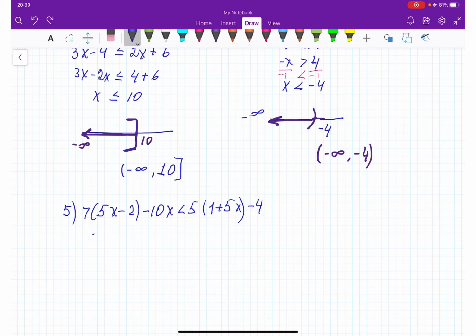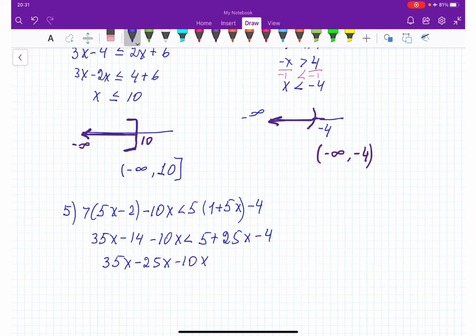7 times 5x is going to be 35x. 7 times negative 2, going to be negative 14 minus 10x less than, next 5 times 1, 5 times 5x. 5 times 1 is 5 plus 5 times 5x is 25x and minus 4. Okay. 35x minus 25x minus 10x.